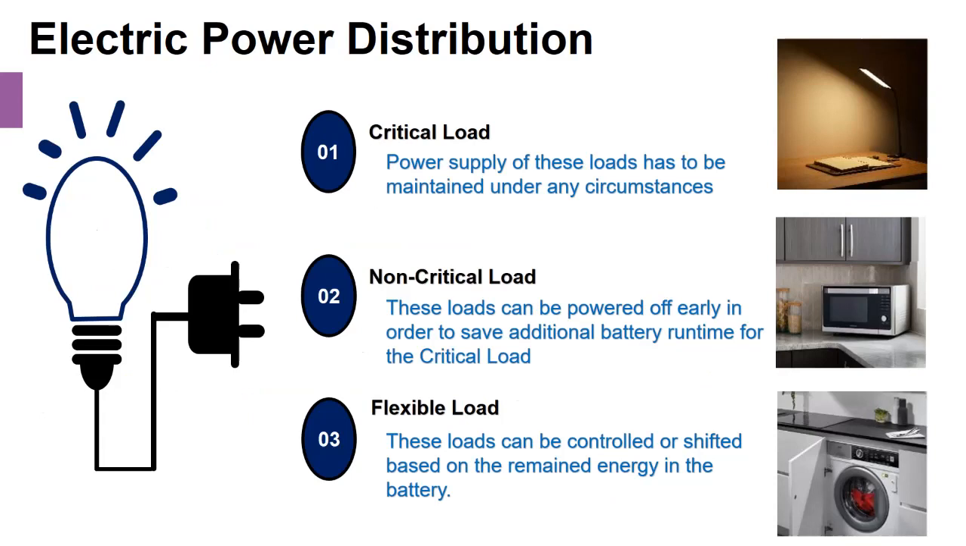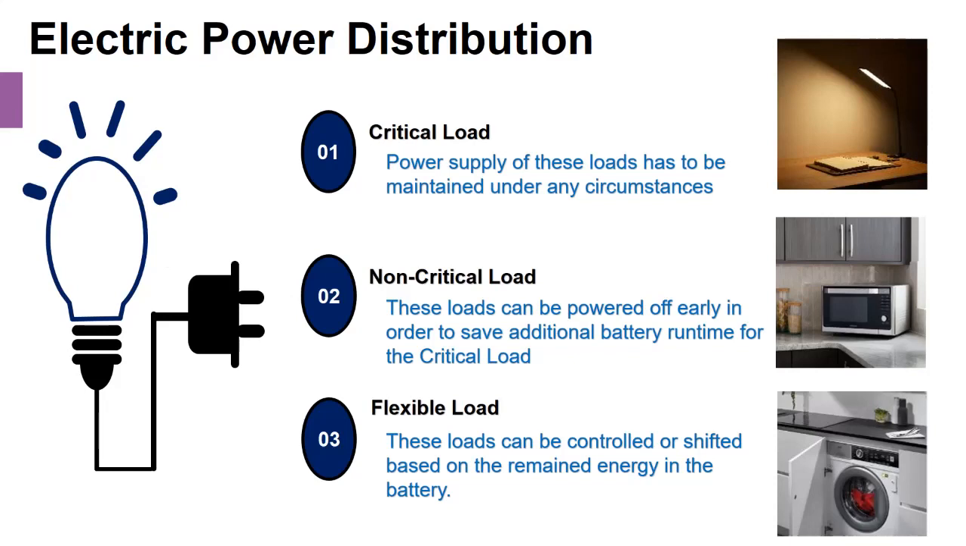To develop an efficient smart algorithm, we split the electrical load into three different types. The first one, critical loads, such as lighting, fridge, TV. Power supply of these loads has to be maintained under any circumstances. For example, when a power grid outage happens, the loads are to be supplied by saved energy in the battery.